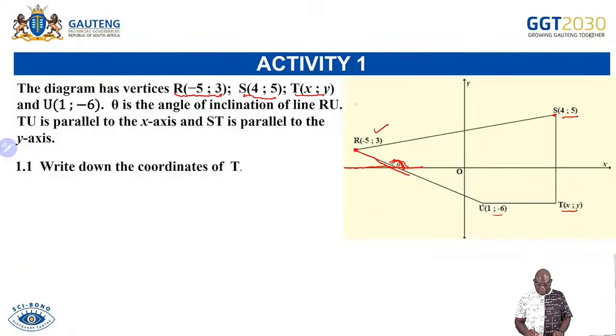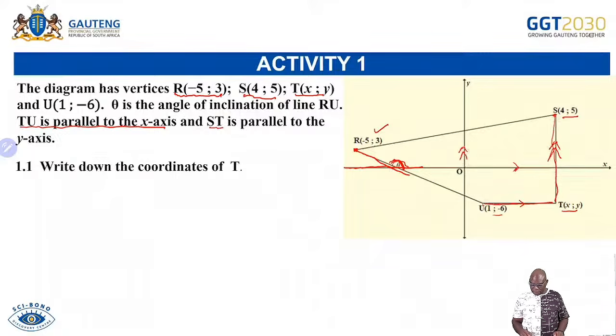Now it says TU is parallel to the x-axis, so we look for TU. TU is there, so it's parallel to the x-axis. Nice. Again, it says ST is also parallel to the y-axis, so the ST here will also be parallel to the y-axis. Okay. Now, why this? It will help us somehow. How is that going to help us?